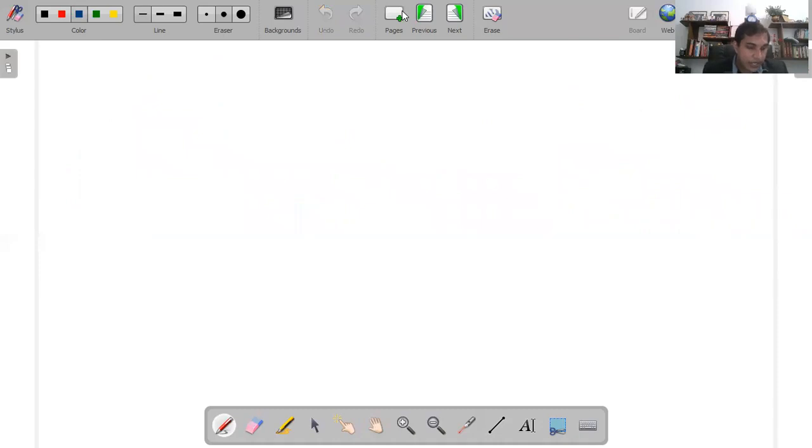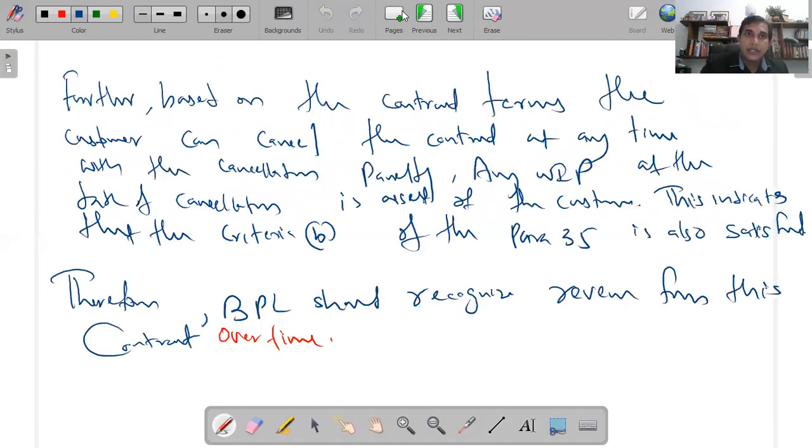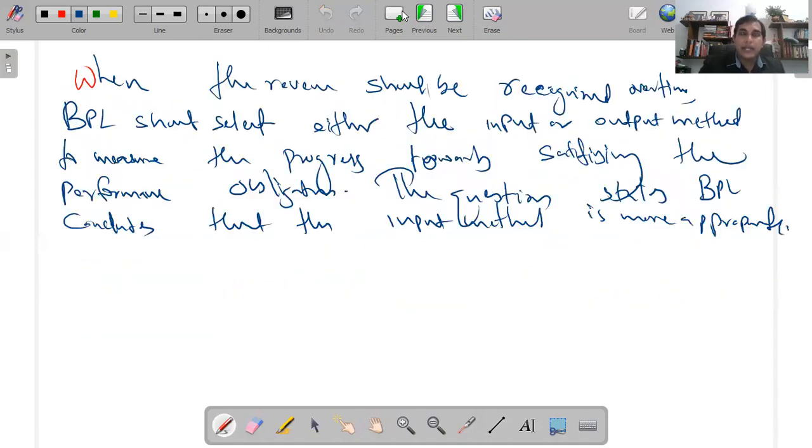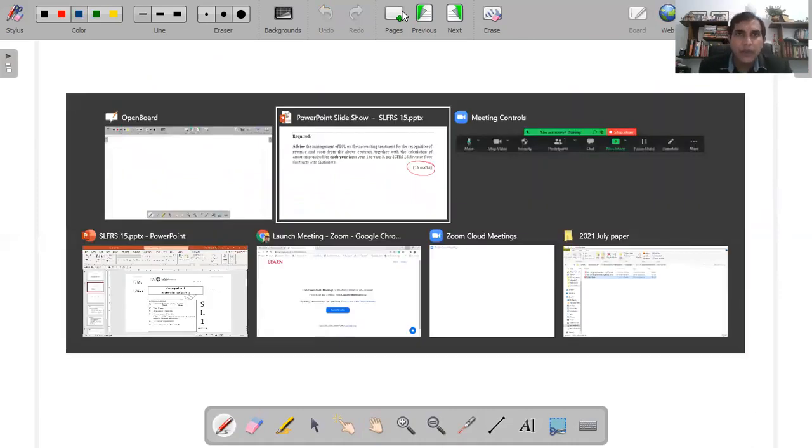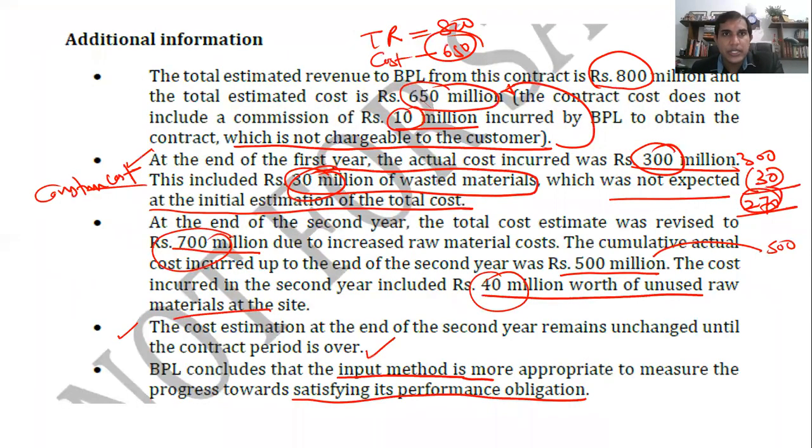First one, when I was reading the question, I already told you about the additional expense that, in order to obtain the contract, the entity has paid around 10 million, if I'm not mistaken. Let me go to the question and see. Yes, 10 million. So are you going to take it into consideration as a cost of the contract? No, you should not.